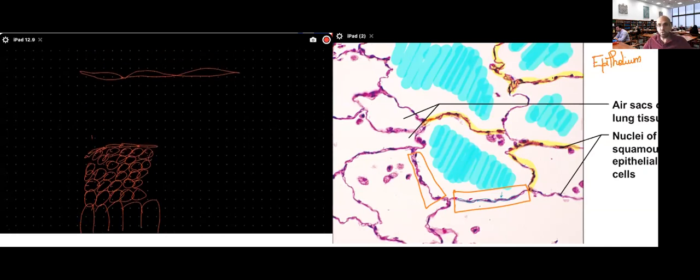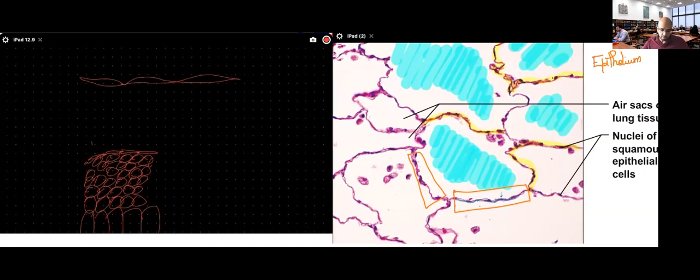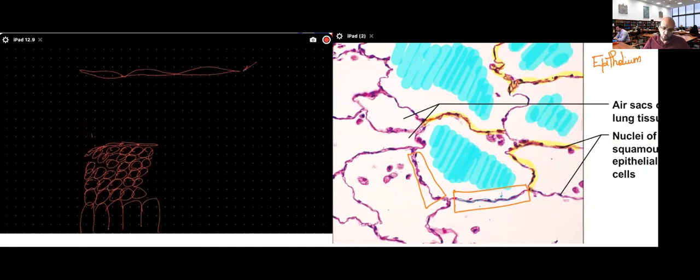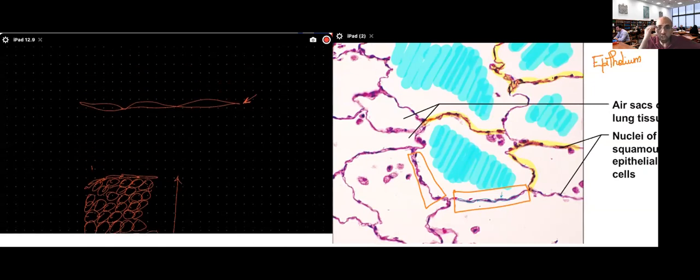Which one is a stronger barrier? What do you think? A barrier formed of one row of flat cells or many cell layers? What do you think? Many cell layers. So here, what should come to my mind when I see simple squamous epithelium? What should come to my mind?